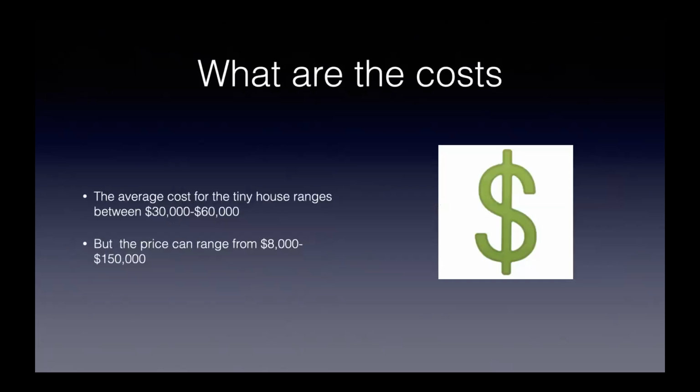So the cost for having a tiny house: the average person making a tiny house would spend 30,000 to 60,000, but the range can go from 8,000 up to 150,000 for a tiny house here.